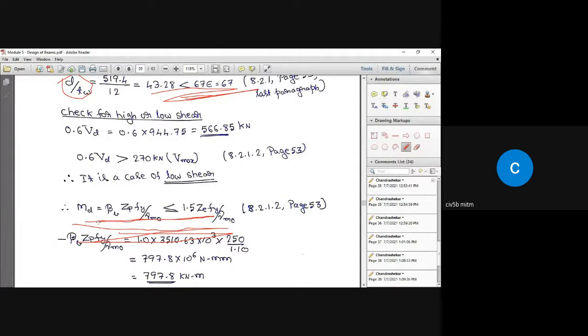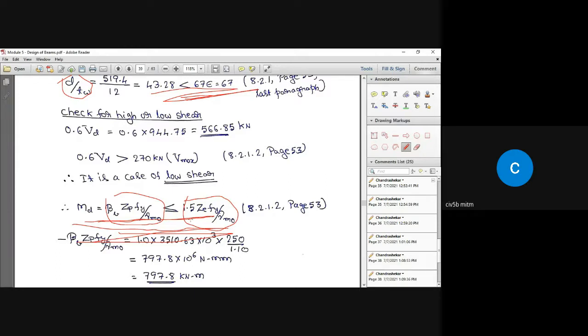So Md equals beta b Zp Fy divided by gamma m0, and we have to make sure that value is less than or at most equal to 1.5 Ze Fy divided by gamma m0. So what does this say? Find out beta b Zp Fy divided by gamma m0, and find out the value here, and take the lesser of those two values as the value of Md. In the previous examples we have taken 1.2 Ze Fy divided by gamma m0, but in this case, I have taken 1.5.